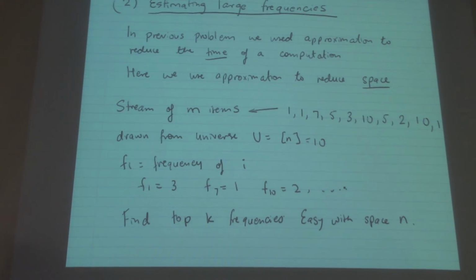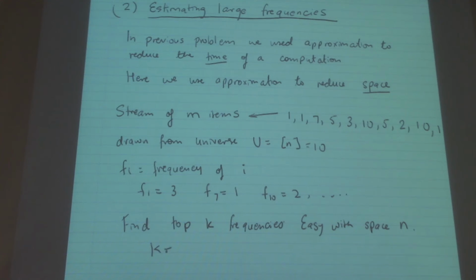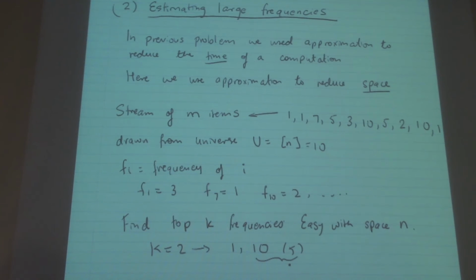These frequencies could be coming from many sources. The point is you want to find the top K. So if K is 2 here, what are the things that are the top 2 frequencies? It's going to be 1 and 10, or 5 also, maybe 5. So 1 and any 1 of the other 2 would be fine, right? Problem clear? It's trivial to see that if you have n space, you can do this. Just maintain the buckets. But I don't want to use n space. I want to use much less than n space.